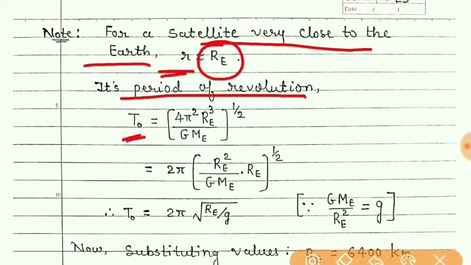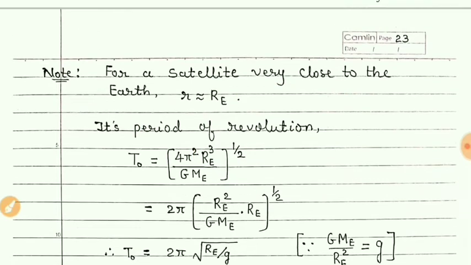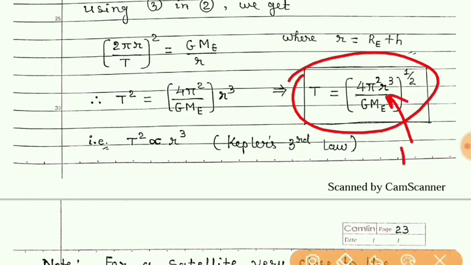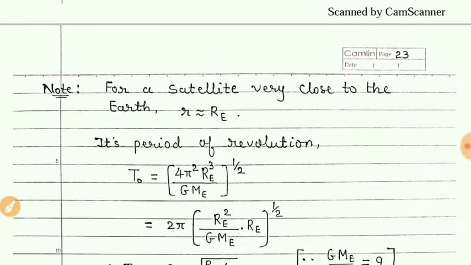Then T naught is equal to root of 4 pi square Re cube upon GMe. This is the same formula as this. Only what changes we have made? We have only changed this r to Re.